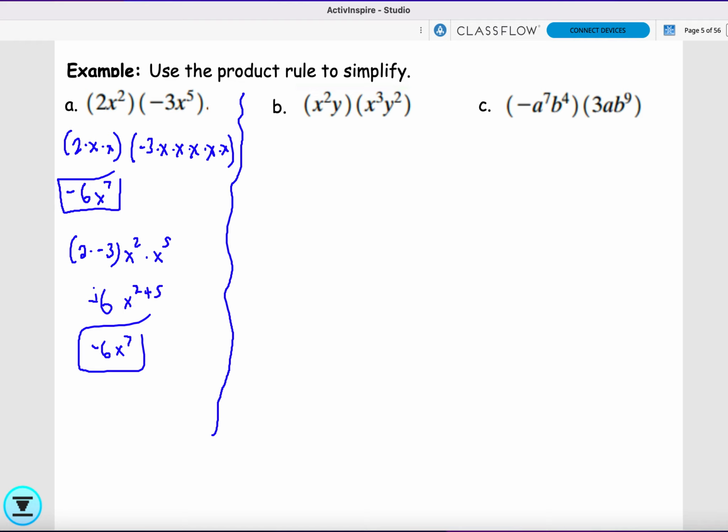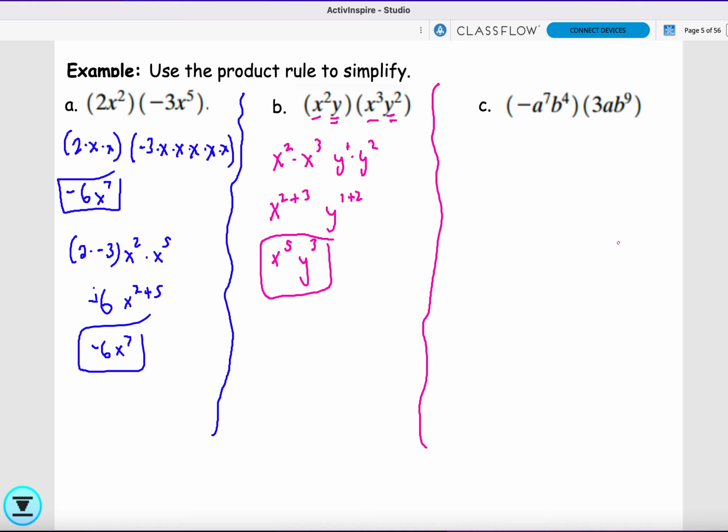So look at B. B has x squared times x cubed, y times y squared. So I'm going to combine the x's together. So we have x squared times x cubed, then we have y times y squared. Well, add the exponents, right? So it'll be 2 plus 3 for the x's, and for the y's it'll be 1 plus 2. It's an invisible 1. So then we get x to the 5th times y to the 3rd, and we're done. Just because there's no numbers in front of the x.